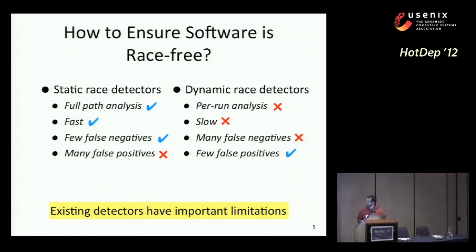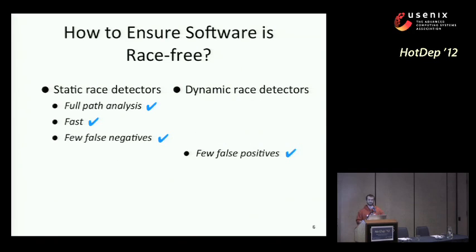Bottom line is, existing detectors have important limitations that need to be overcome. Ideally, what we would have is the best of two worlds. That is a race detector that performs full path analysis, that has few false negatives like the static race detectors, and that has few false positives like the dynamic race detectors.